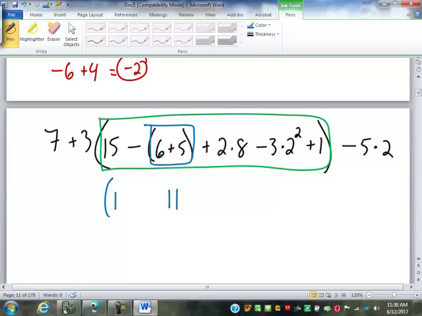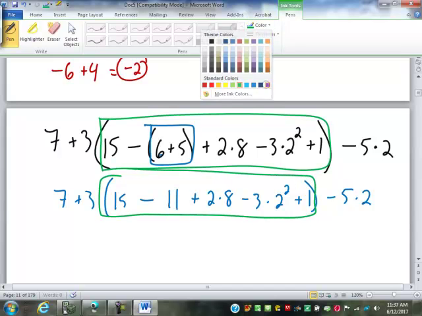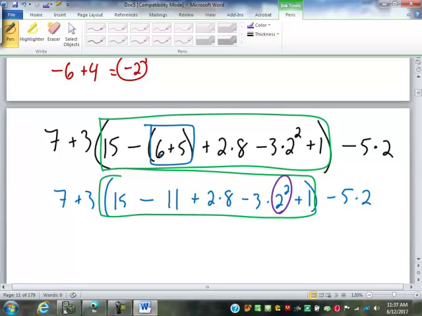Now, once we have reduced an enclosing symbol to a single number, we can get rid of the enclosing symbol. So I'm going to remove the parentheses there as well. Notice the rest of the problem does not change. So now I'm back to working inside this set of parentheses. Any more enclosing symbols? No. Exponents? Yes, 2 squared, which is 4. So again, the rest of that problem does not change. All I do is replace the 2 squared with a 4.